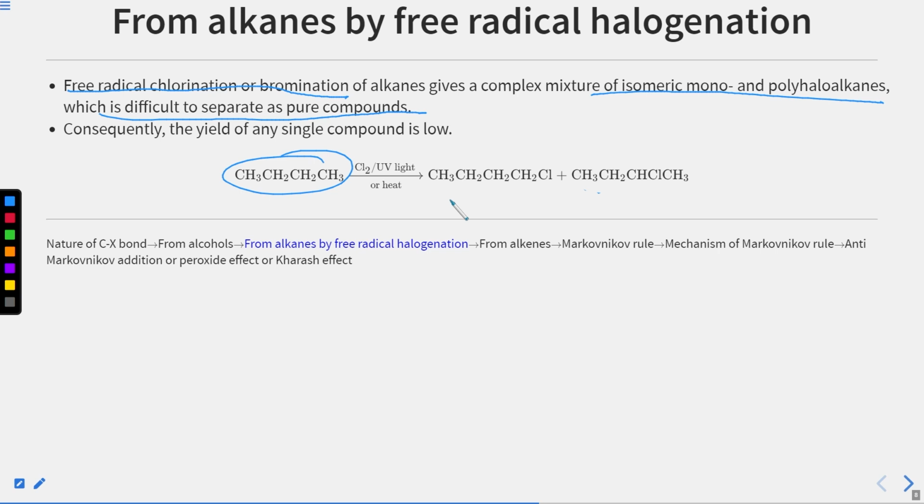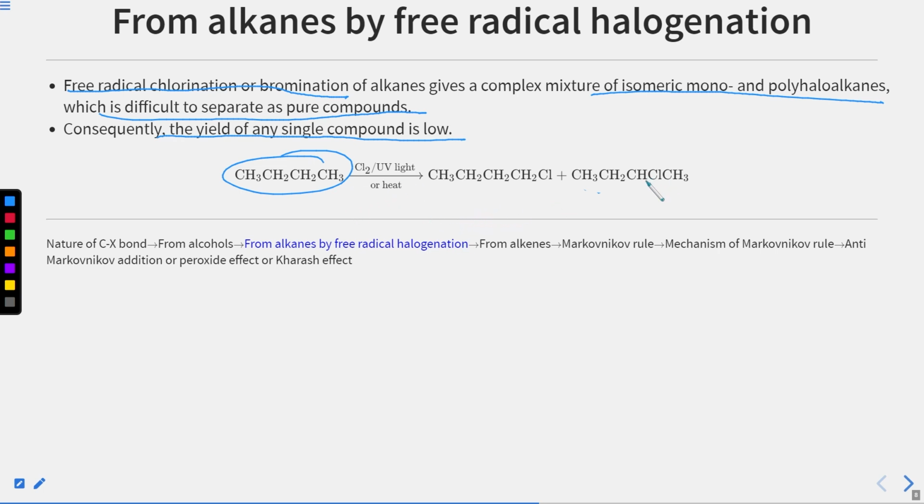And due to this reason, the yield of any single compound is very low. You cannot say that this compound is obtained in higher amount. The yield is not good; it gives poor yield for a single compound. Now, if I talk about this one, it can give two here. How many halogenation products can be formed? This is a very good question to ask.